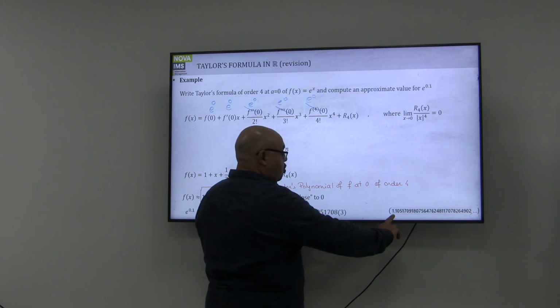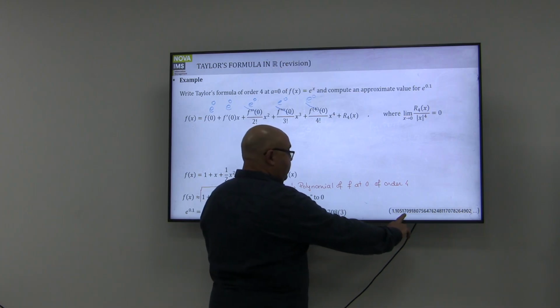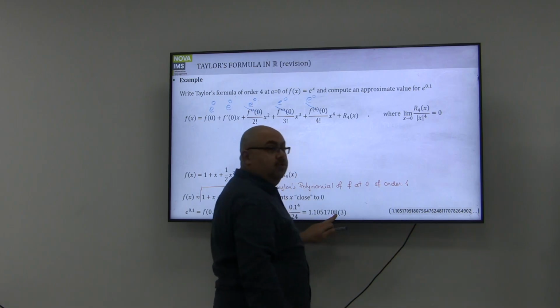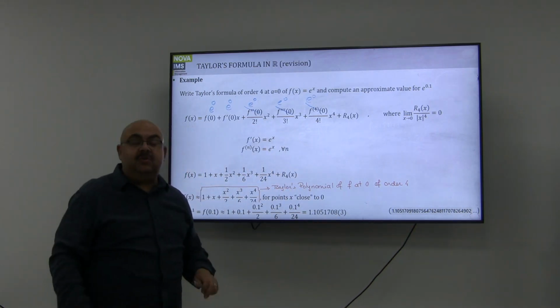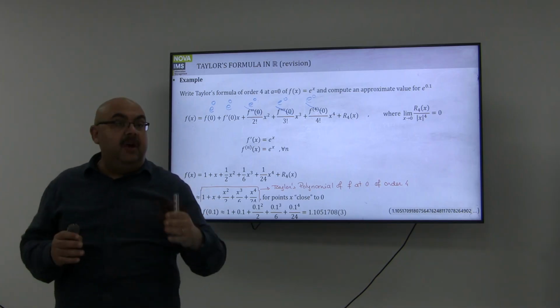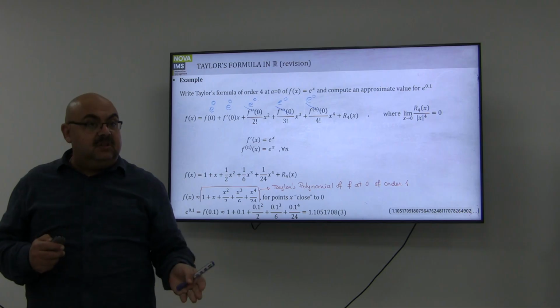As you can see, 1.051708. This is just 0.9, as you can see. So it's really very close. The difference is related to the error term that exists in this expansion.